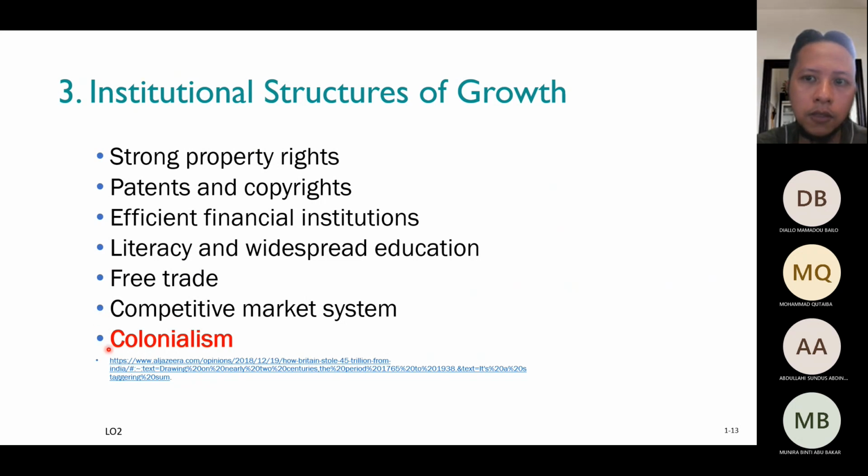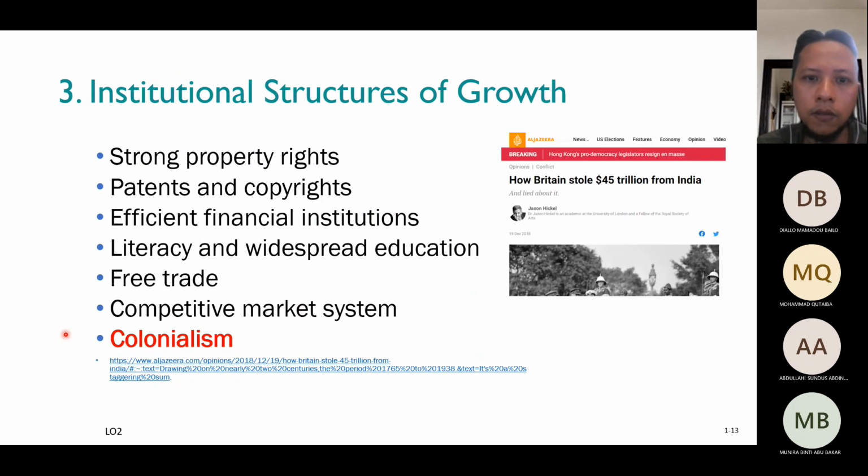Another influencing factor of growth, you can argue, was colonialism. Colonialism was a very significant factor, especially when it comes to the growth that we see nowadays in Europe and Western countries. For example here, the headline from Al Jazeera was about how Britain stole 45 trillion from India. This is only from India, but if you look at the Commonwealth Empire, hundreds of countries were colonized by Britain, and basically they took away a lot of resources.